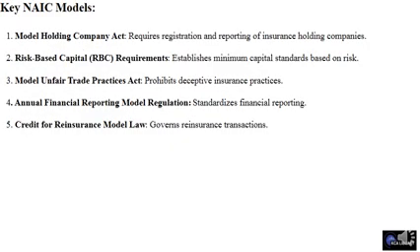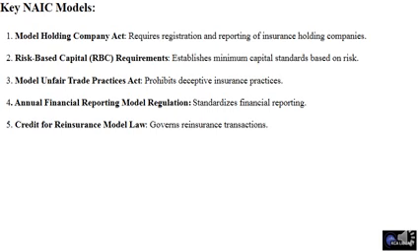So we have key models: the Model Holding Company Act, Risk-Based Capital Requirements, that is RBC, the Model Unfair Trade Practices Act, the Annual Financial Reporting Model Regulation, and the Credit for Reinsurance Model Law. The Model Holding Company Act requires registration and reporting of insurance holding companies. Risk-based capital requirements establish minimum capital standards based on risk. The Model Unfair Trade Practices Act prohibits deceptive insurance practices. The Annual Financial Reporting Model Regulation standardizes financial reporting, and the Credit for Reinsurance Model Law governs reinsurance transactions.